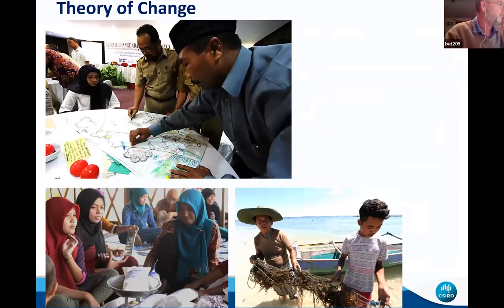So just some photos quickly to illustrate it. On the top left, you've got the planning processes that we carried out with multi-stakeholder groups, government officials, scientists, community stakeholders, NGOs, etc. And then the bottom 2 photos just show some of the innovative livelihood adaptation strategies we were trying with cassava on the left and seaweed on the right.